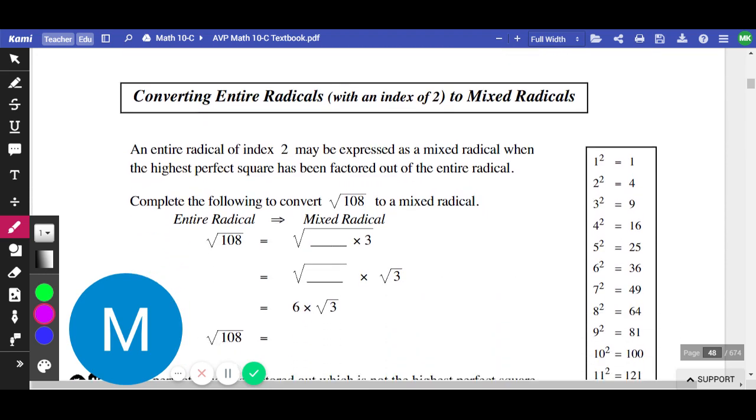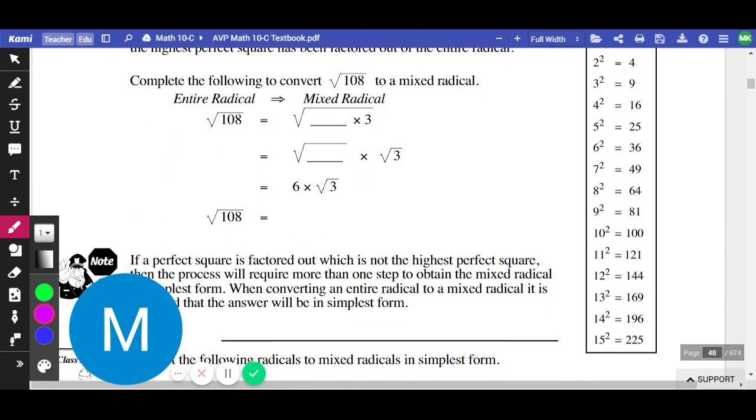All right, converting. Let's convert. This is the actual meat of it all. So, we'll start off with a couple class examples. We have the square root of 108. The question is to convert it into a mixed radical. Convert root 108 to a mixed radical. That means we want a coefficient.